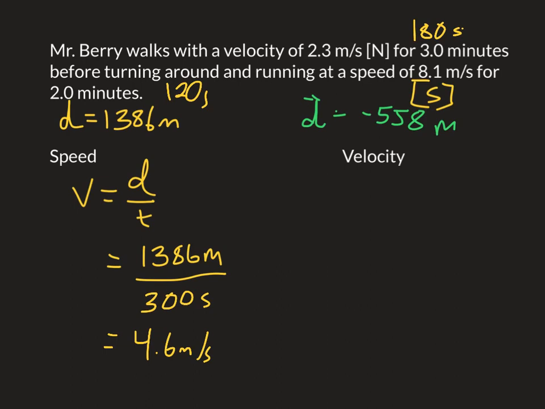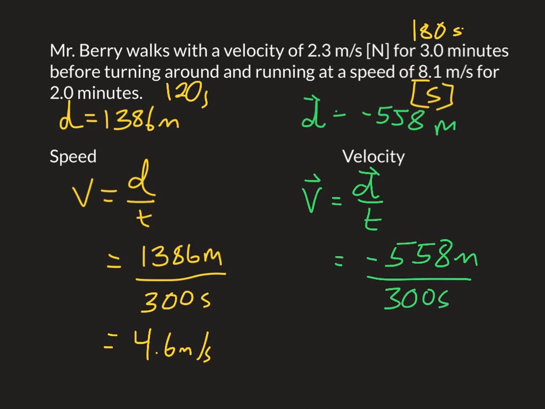Okay. Over on the other side, we're going to do the same calculation, except we're going to use our velocity is equal to displacement divided by time. Okay. So we're going to use our negative 558 meters that we calculated on the last slide. And still divide by our total time. Time never has a positive or negative. Time is always positive, right? It can never go backwards. So our time is still 300 seconds. And when I do that division, what I get as a final answer is negative 1.9 meters per second.